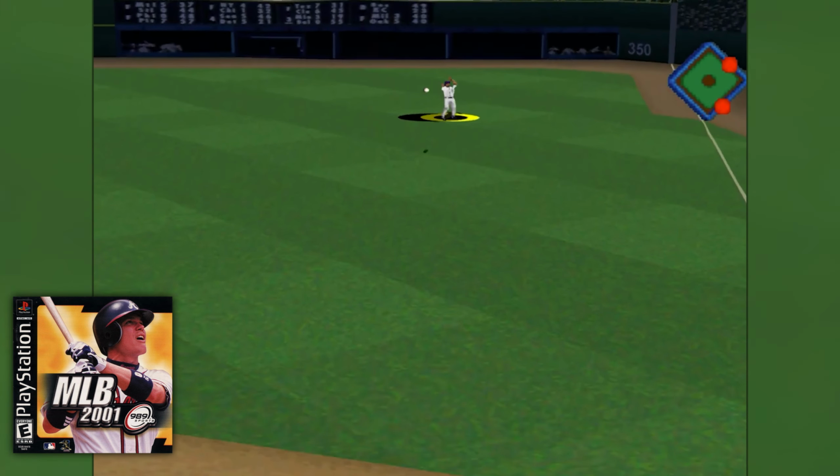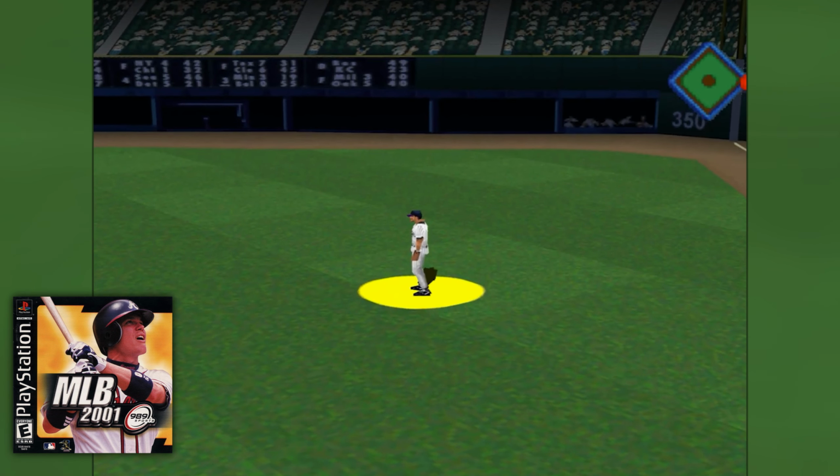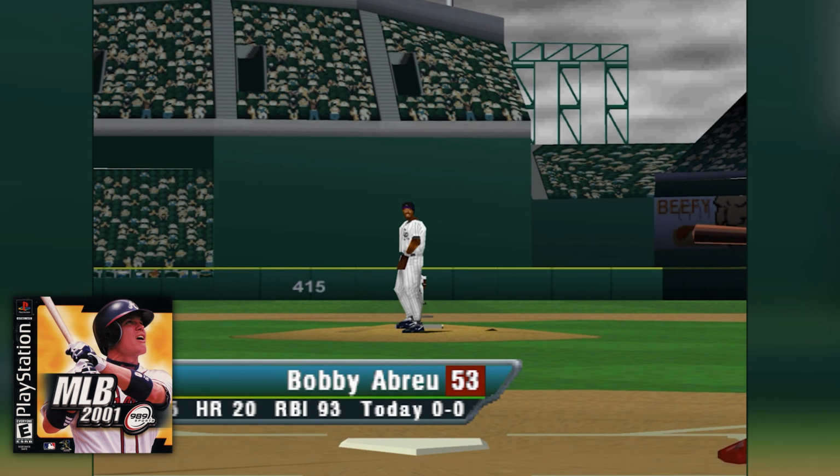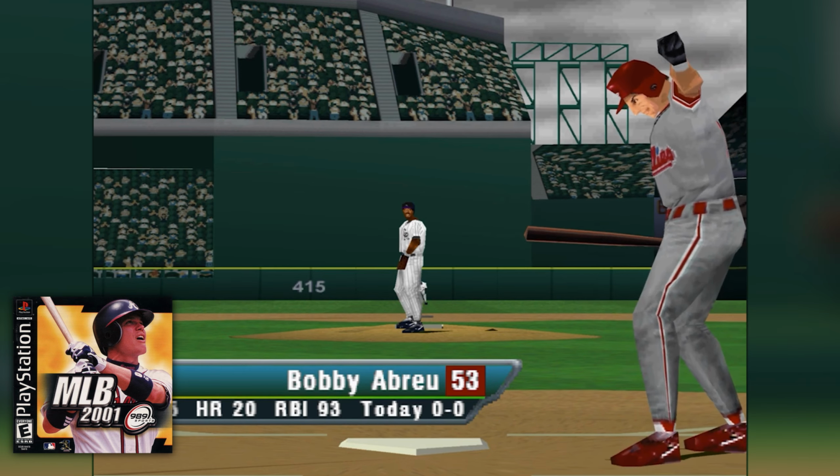Line shot hit deep into right field. Routine play. The right fielder got into that ball and had no problem with it.